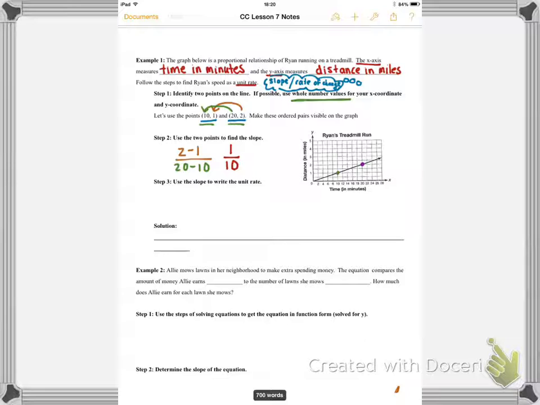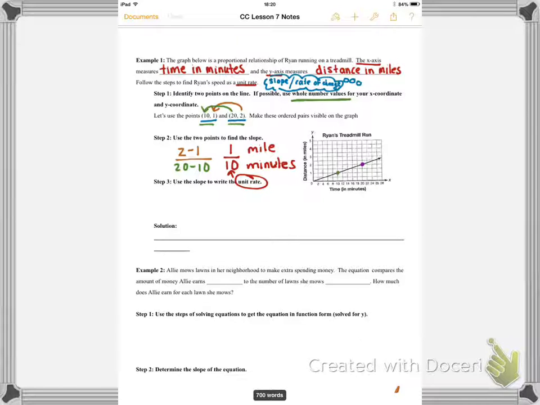And then we're going to use the slope to write a unit rate. Right now, our y values are on the top, so that's miles. And our x values are on the bottom, and that's in minutes. So right now we have a rate of 1 mile in 10 minutes. And to make that a unit rate, we want the second value to be a 1.